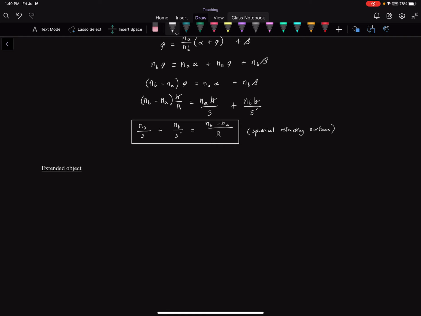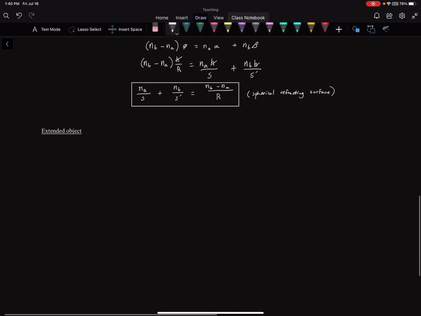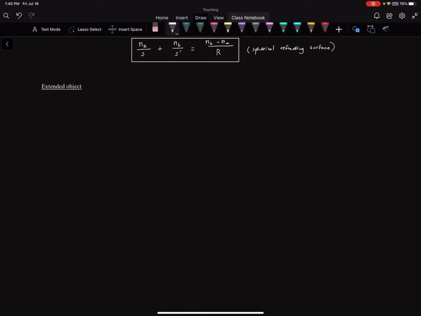All right, and you know well enough what's coming next. We considered a point object before. Now we're going to consider an extended object, so that we can find a relation for the magnification. We're going to have a y and a y prime for the height of the object and the image, respectively. So here's our drawing for this.